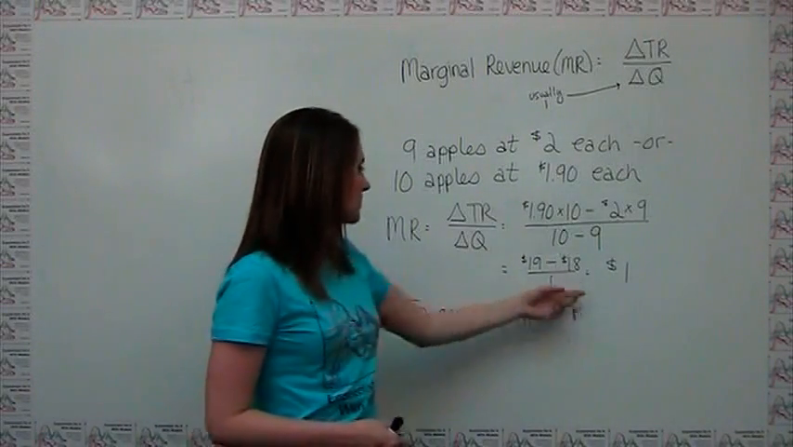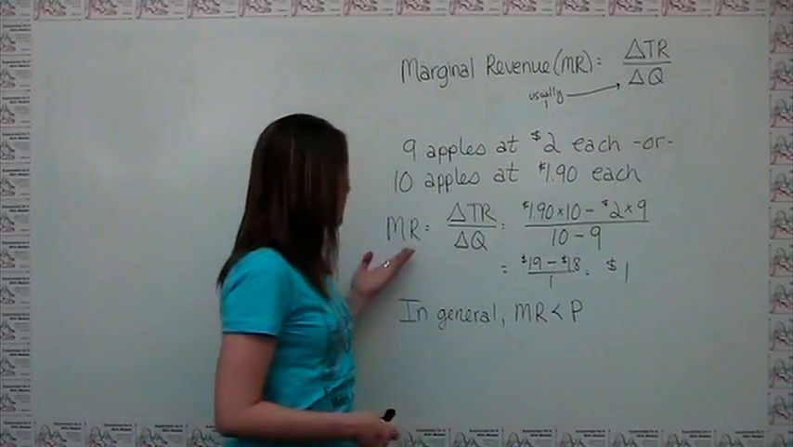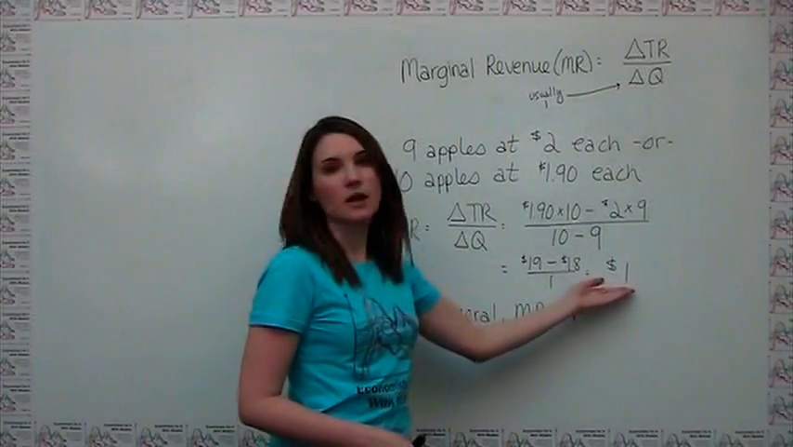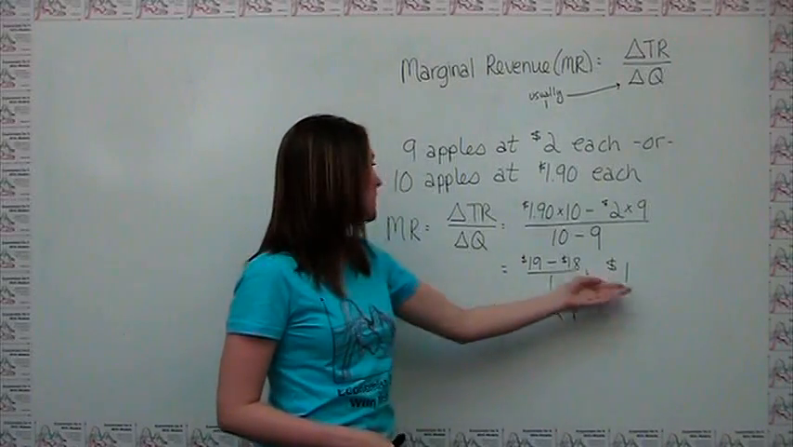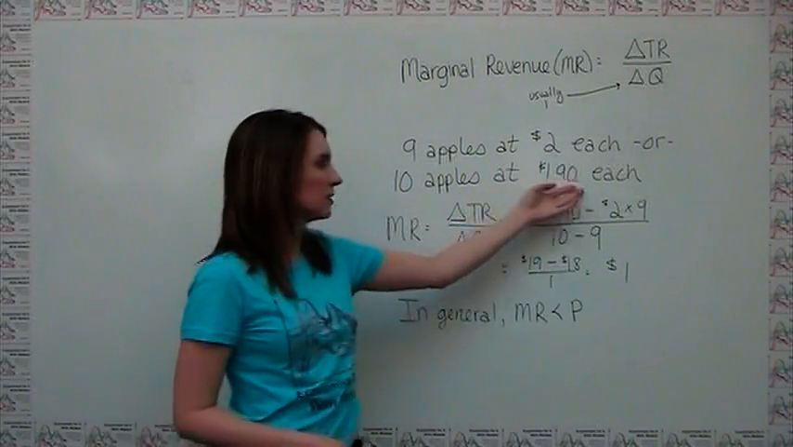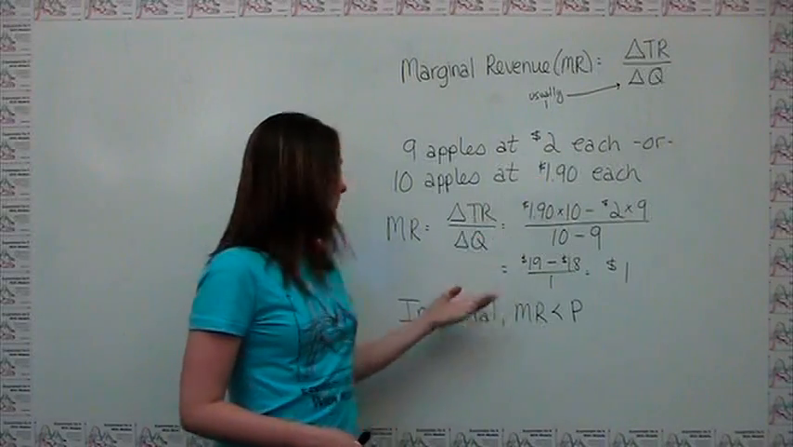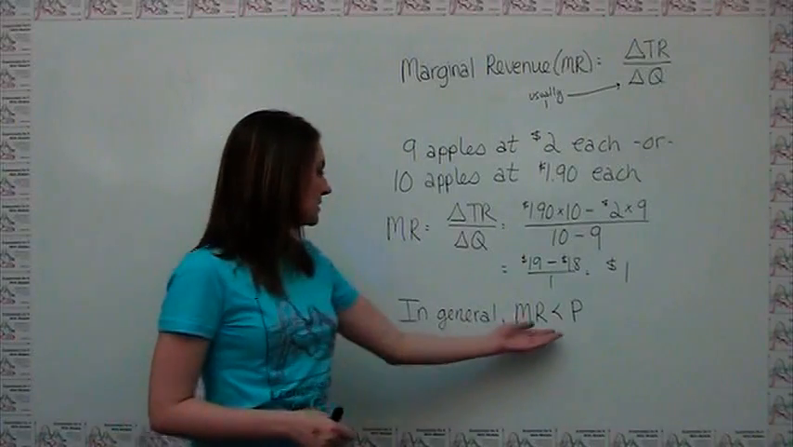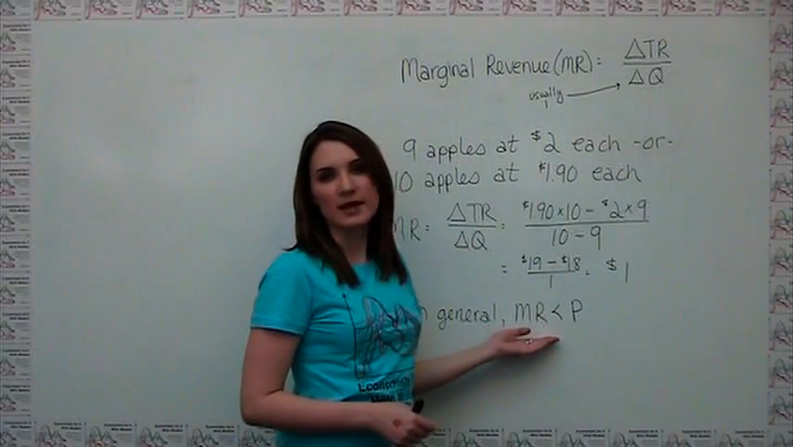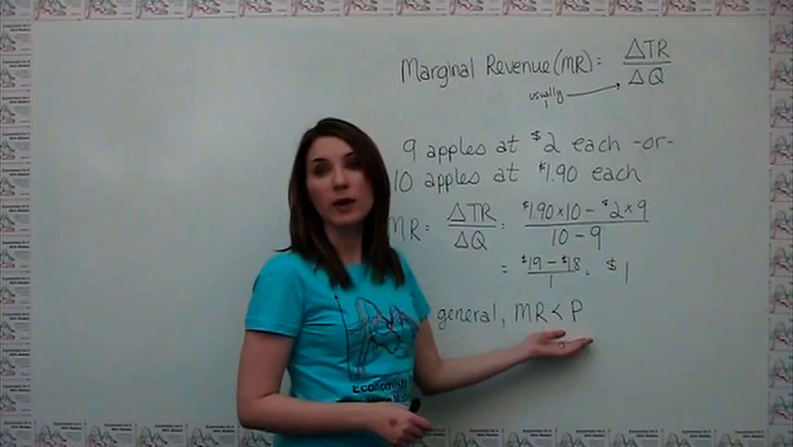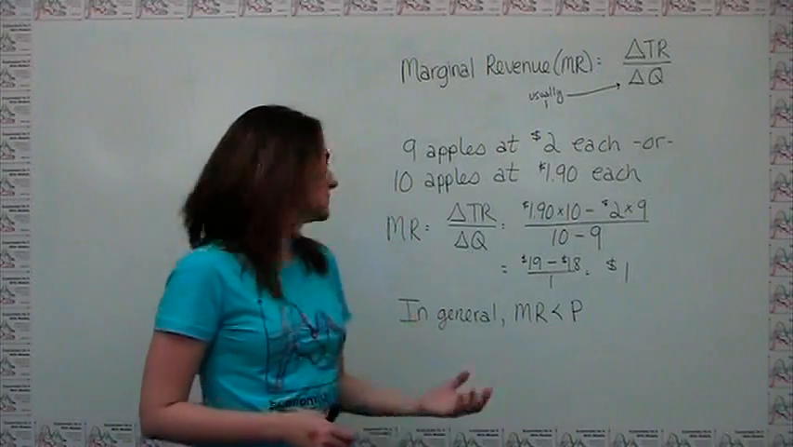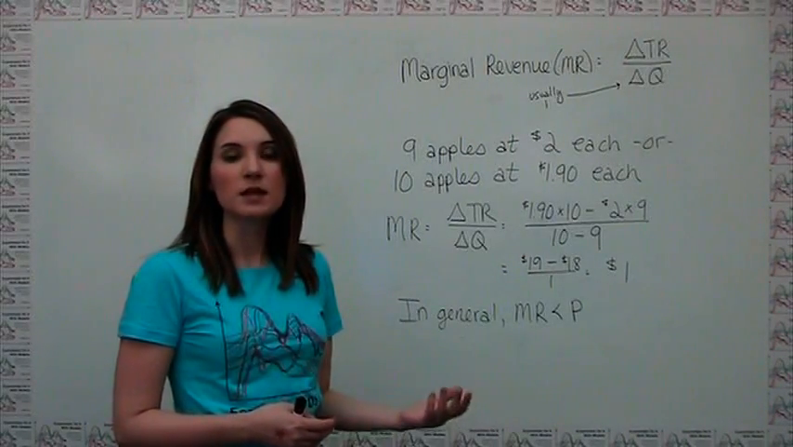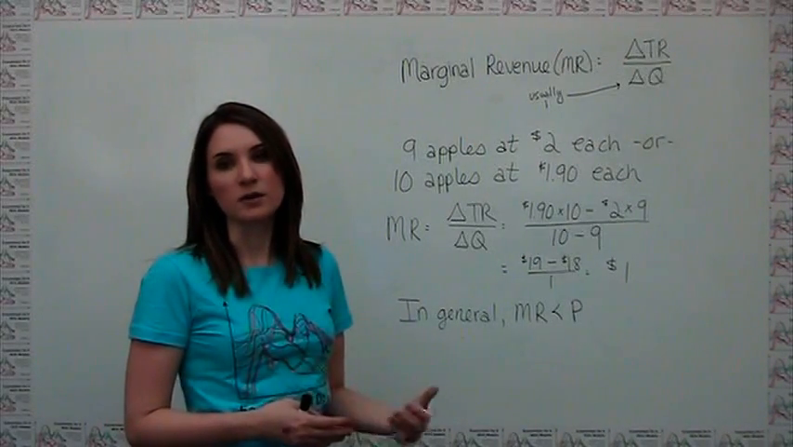And what we notice, doing a little bit of arithmetic, is that our marginal revenue from selling this 10th apple is only $1, which is noticeably less than the price of that 10th apple, which is $1.90. In general, when facing a downward sloping demand curve, marginal revenue is actually less than our price. The only way these two quantities can be equal is if we're facing perfectly elastic demand and don't have to lower our price at all in order to sell more output.